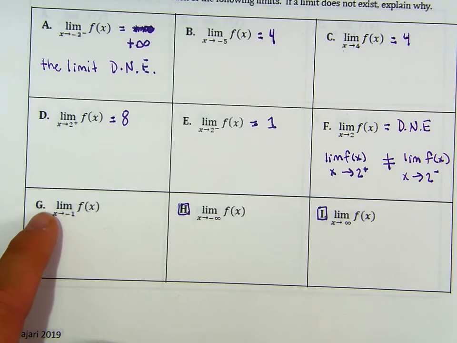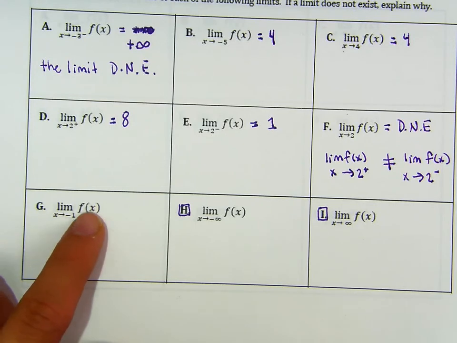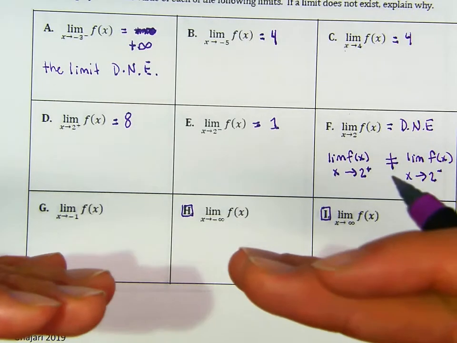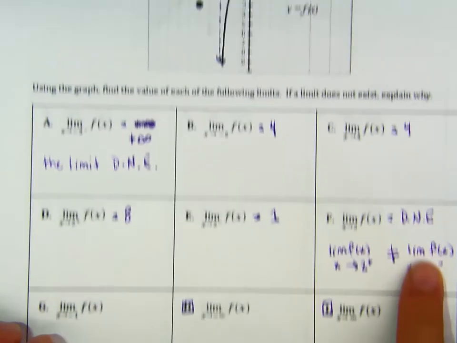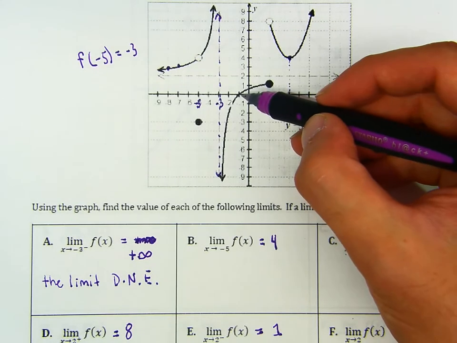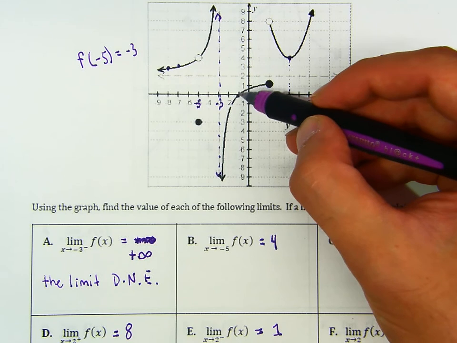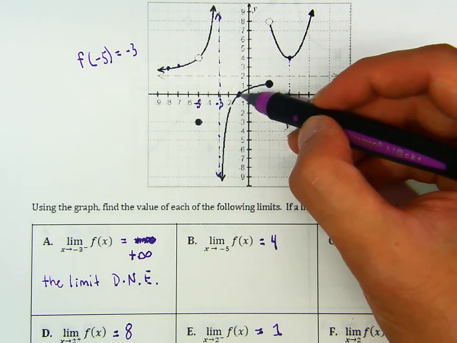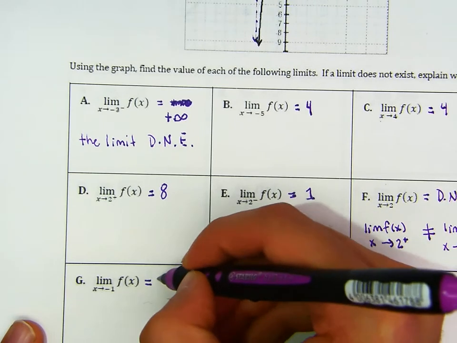Let's do G. Here it says the limit as x approaches -1. Notice it's saying from the left and from the right, so the limit from the left has to equal the limit from the right. So let's take a look. At x equals -1, notice how from the left it's going to 0, because what is this y value? It's 0. And from the right, it's also going to 0. So here, this is simply 0.